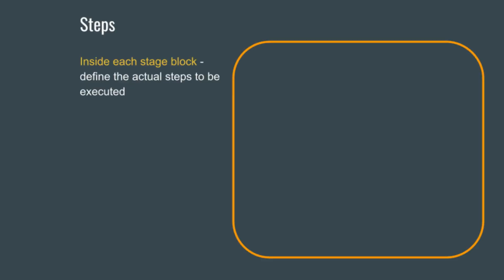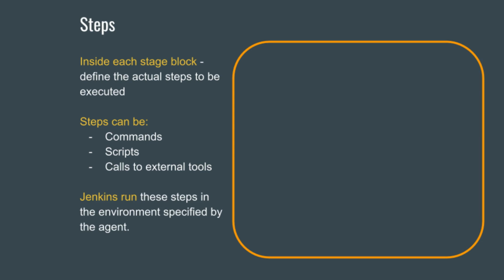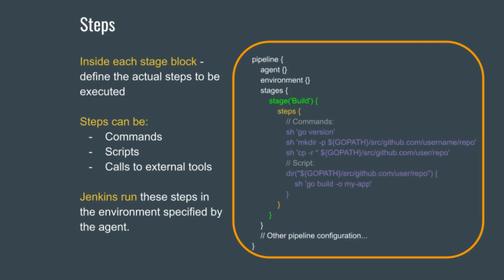Next, steps. Inside each stage block, steps define the actual steps to be executed. Steps can be commands, scripts, or calls to external tools. Jenkins runs these steps in the environment specified by the agent.